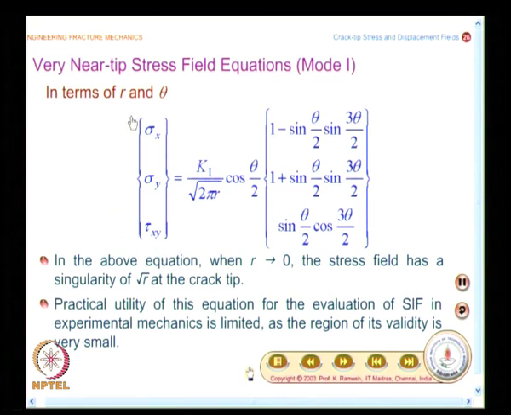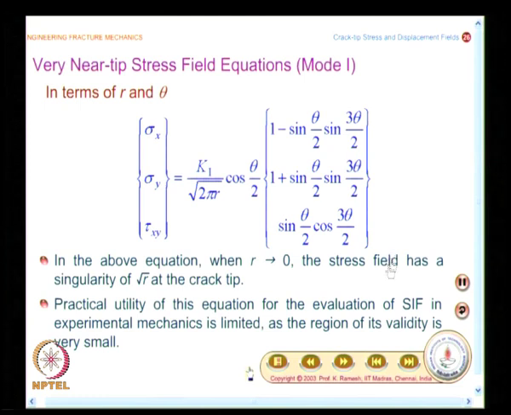Right now we have been successful in getting the stress field very close to the crack tip, because we have made an approximation: z naught is very small in comparison to a. Is it useful for experimentalists? If you raise that kind of a question, the answer is no, because the region of its validity is very small. In fact, conventional books on fracture mechanics provide you only this solution. They do not even discuss the higher order terms.